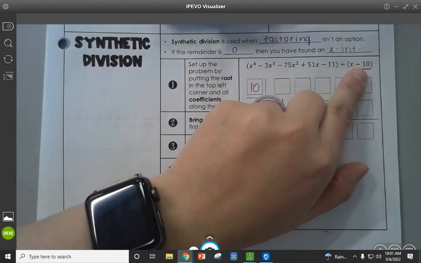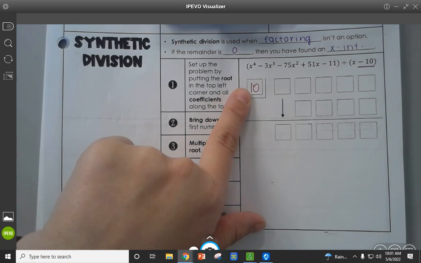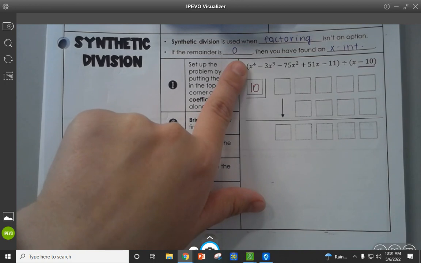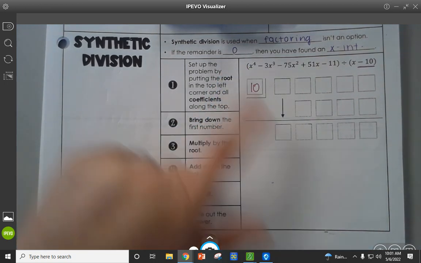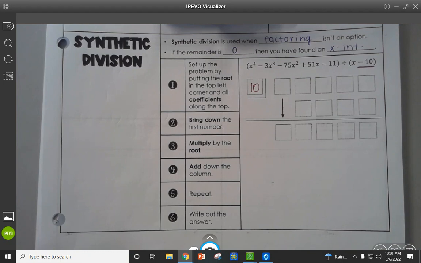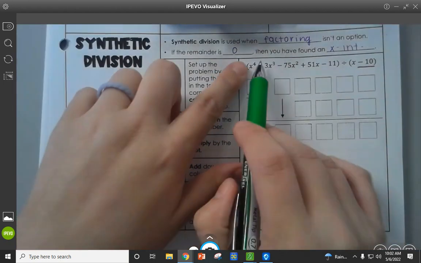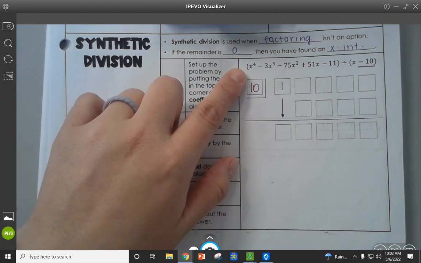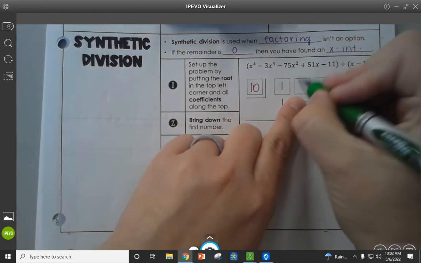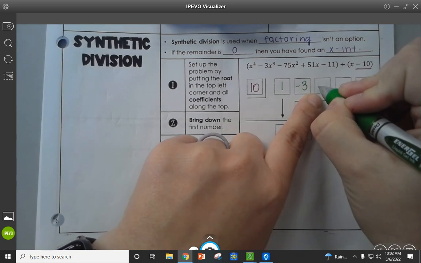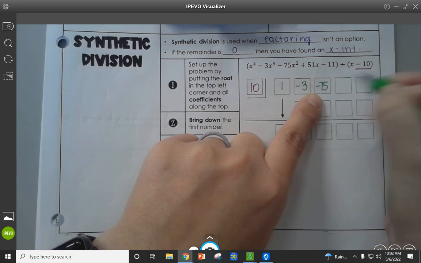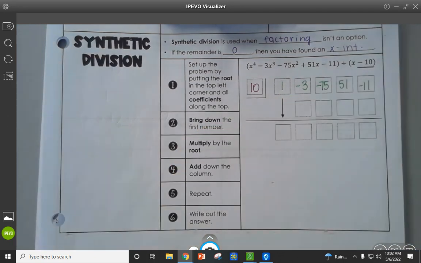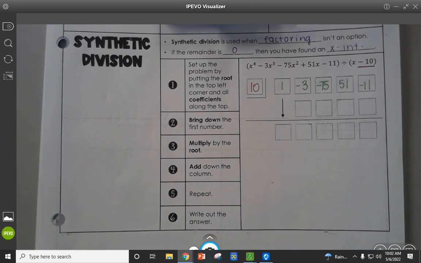So if this said x plus 2, what would I put in this corner? Negative 2. Good. Then across the top, we write the coefficients. Coefficients are numbers in front of the x's. So what number is in front of this x to the 4th? 1. So that number goes first. And then what number? Negative 3. Then what? Negative 75. 51. And negative 11. Good job. So that's basically the problem setup.